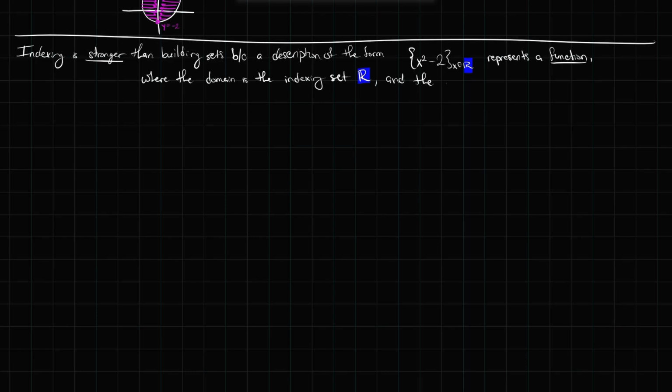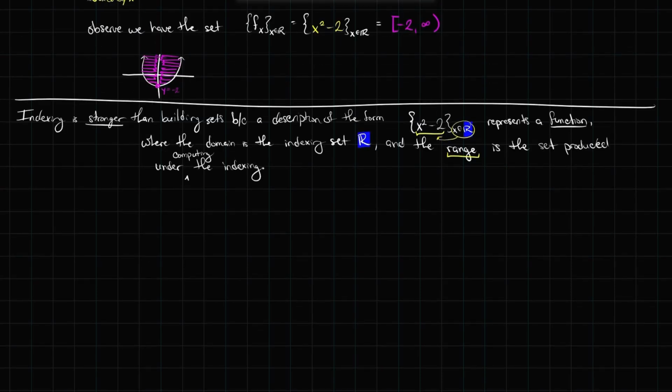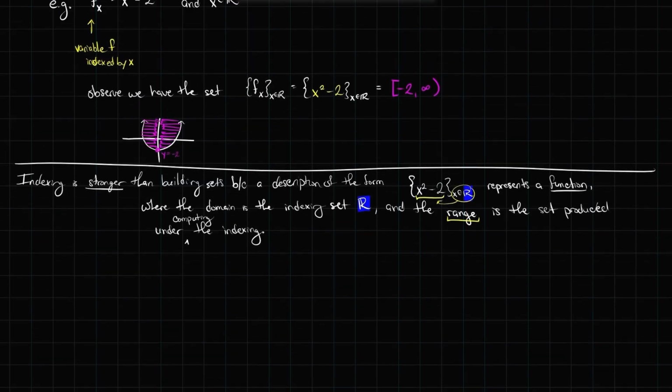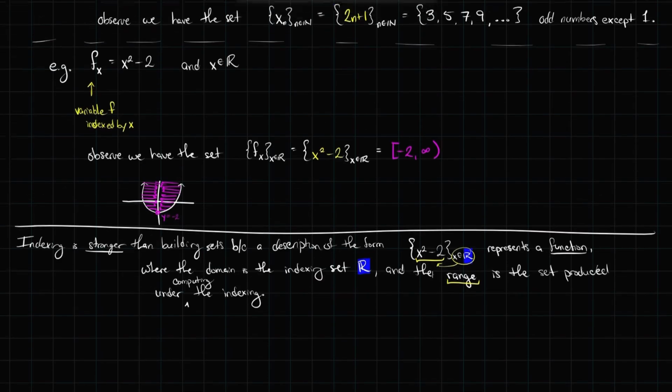And the range is the set produced under computing the indexing. So the range would be everything when you include all of the x's in R. And that's what we found in this case. The range was the set that I wrote up top there, negative 2 to infinity. And so you get this very condensed notation of functions, domains, and ranges all together.